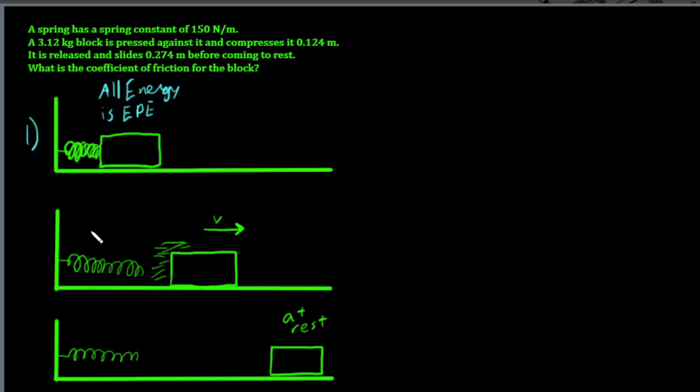After that, the block is released and it springs forward and cruises across the surface to the right. At this point, all of the energy is in the form of kinetic energy, as it's moving. We'll call that situation 2. Then for situation 3, the block has slid along the surface, which was rough, and has come to rest. And so here's my question.